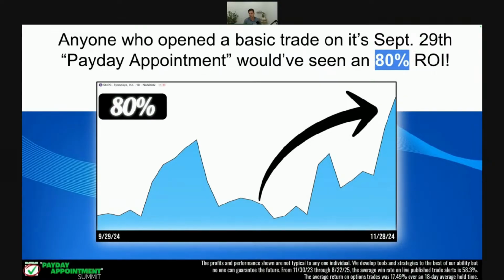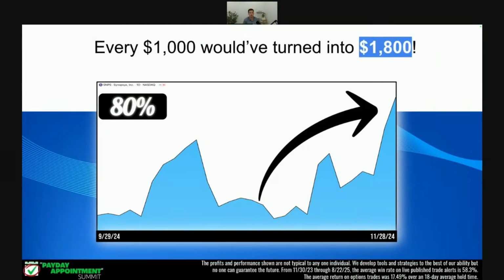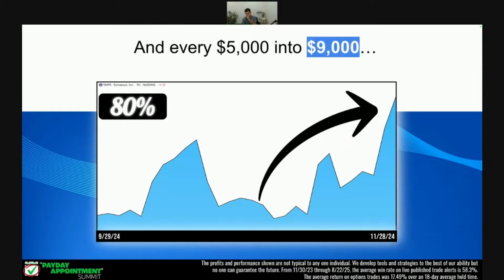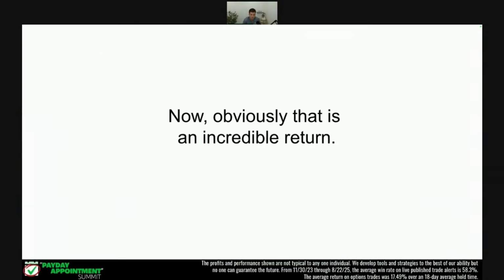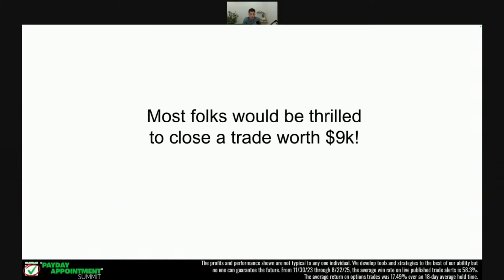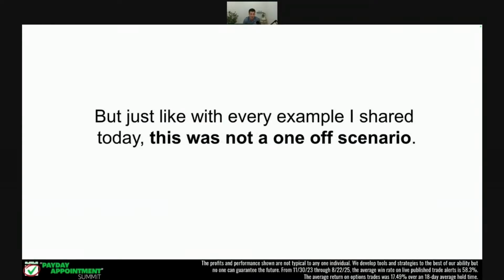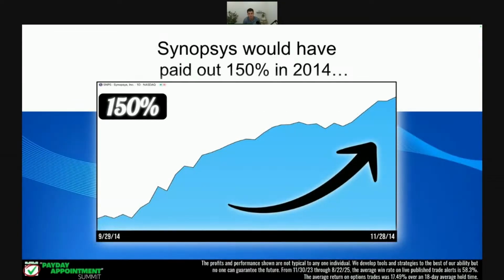SNPS is the ticker. Every $1,000 would have turned into $1,800, $5,000 into $9,000. Now, obviously, that's a great return. And most folks would be thrilled to close a trade and see $9,000 sitting there. But just like with every example I've shared today, this was not a one-off scenario.